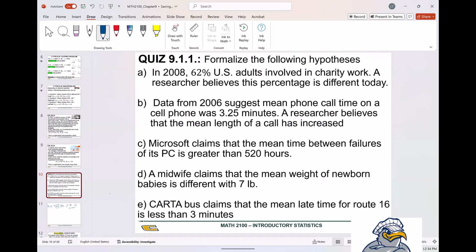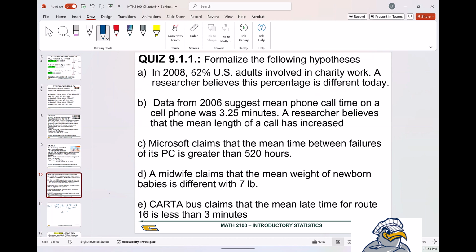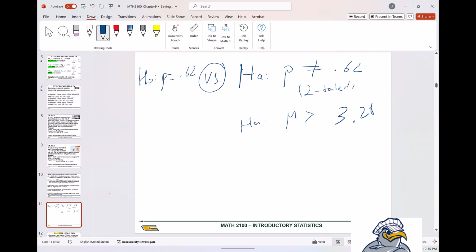Next: data from 2006 suggests the mean phone call time on a cell phone was 3.25. A researcher believes that it increased. So his belief here would be the HA. And we talk about mean, which is average. Increase compared to 3.25 in 2006, versus H naught, mu equals 3.25. So this is the right tail test. Right tail test.